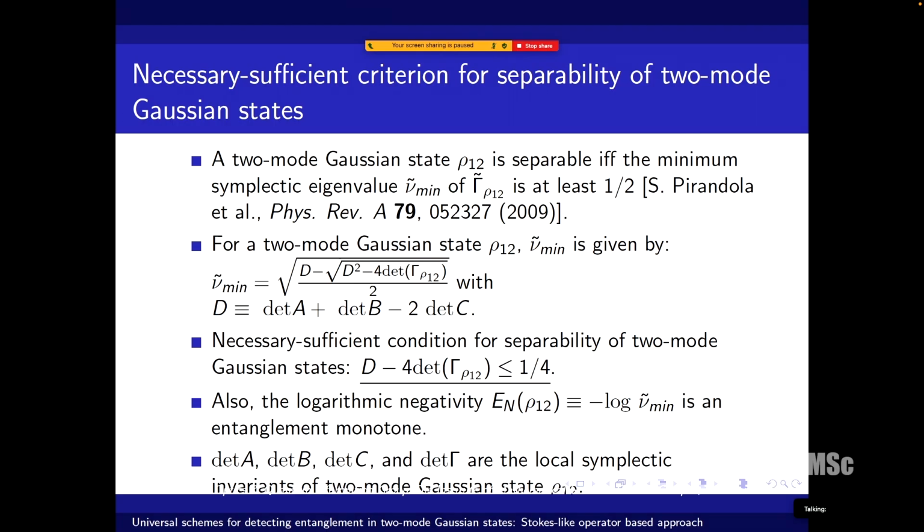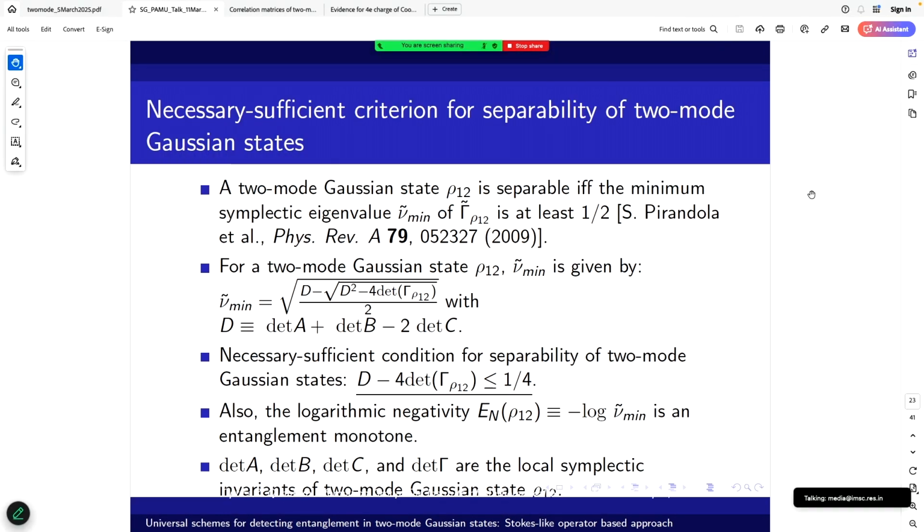And what is this d? D is this expression: determinant of A plus determinant of B minus 2 times determinant of C. So, this is the condition. Therefore, you see the necessary and sufficient condition for separability of a 2 mode Gaussian state is that this quantity should be greater than or equal to half, and that amounts to d minus 4 times determinant of gamma being less than or equal to 1 by 4. So, this is an equivalent condition.